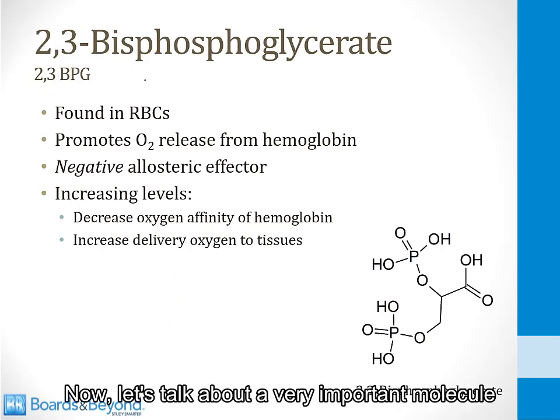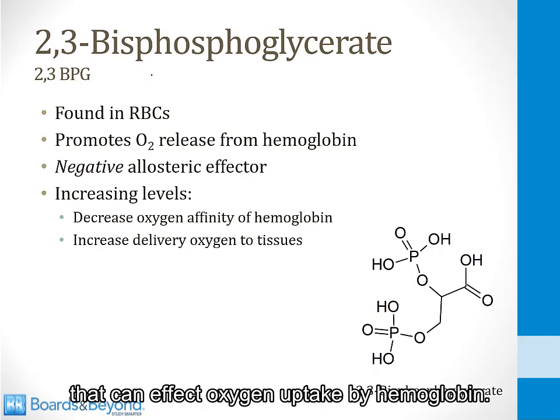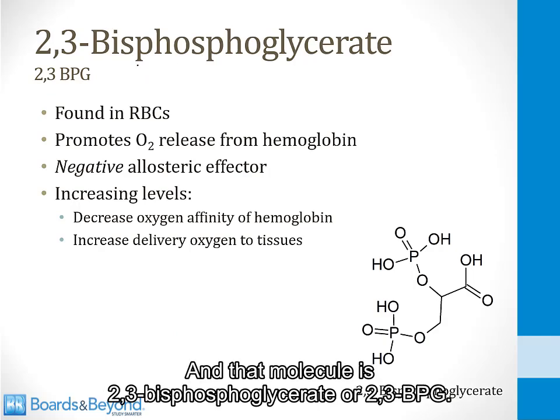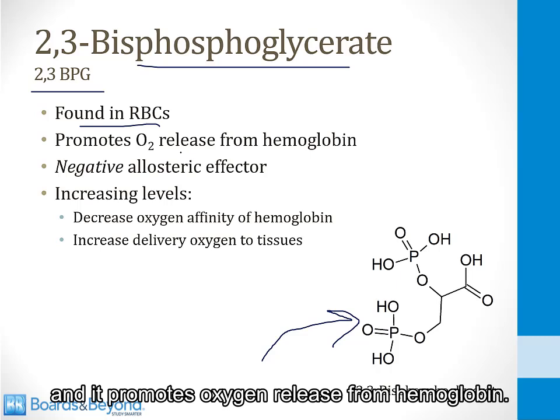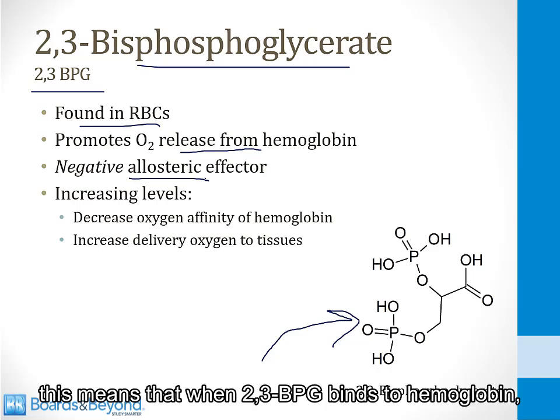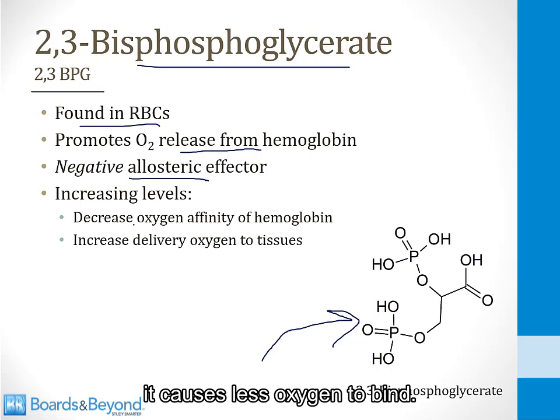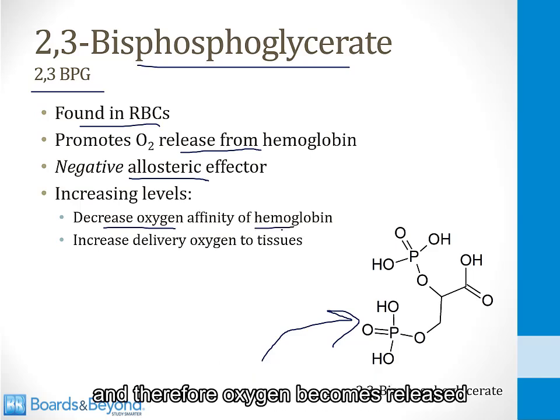Now let's talk about a very important molecule that is found inside of red cells that can affect oxygen uptake by hemoglobin. And that molecule is 2,3-bisphosphoglycerate, or 2,3-BPG. This is its structure shown on the screen here. And 2,3-BPG is always found in red cells at some level, and it promotes oxygen release from hemoglobin. It's a negative allosteric effector. This means that when 2,3-BPG binds to hemoglobin, it causes less oxygen to bind. So high levels of 2,3-BPG are associated with decreased oxygen affinity for hemoglobin, and therefore oxygen becomes released and there's more delivery to tissues.